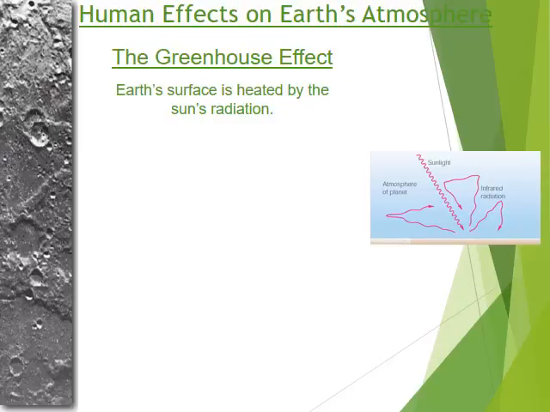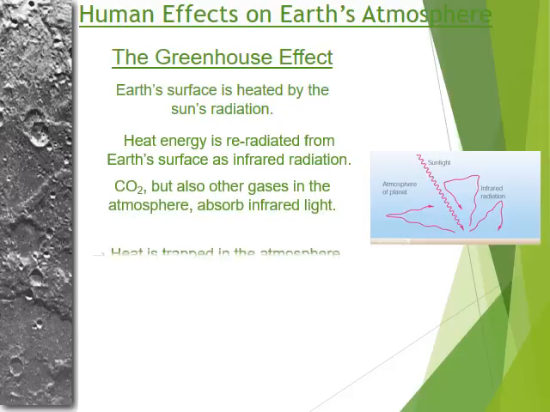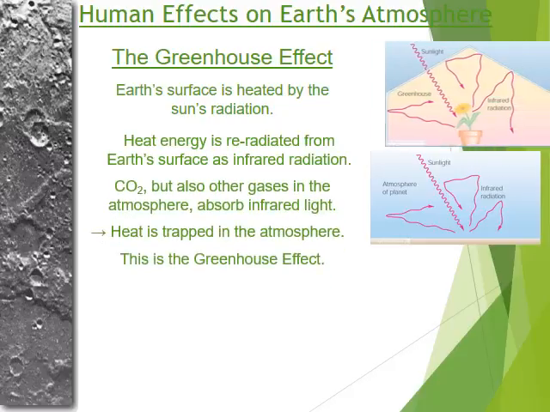Now, why is life possible here on Earth? Well, partly because we have liquid water on the surface of the Earth. Another reason is because we have a life-sustaining atmosphere. Another reason is the greenhouse effect. The greenhouse effect sometimes gets a bad rap, but the greenhouse effect actually makes life possible. If it weren't for the greenhouse effect, it would be much colder here on the surface of the Earth than it actually is. And let's kind of explain why.